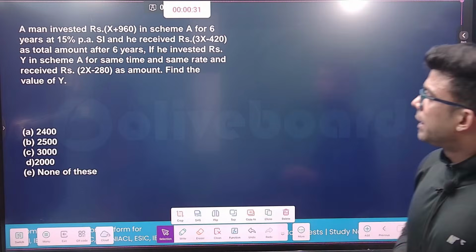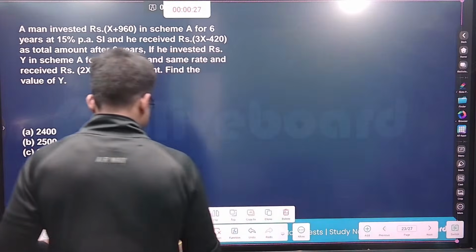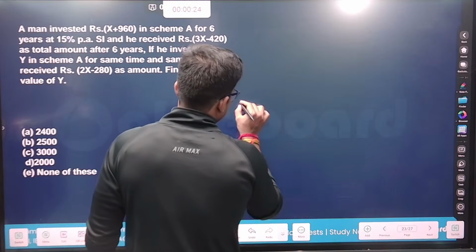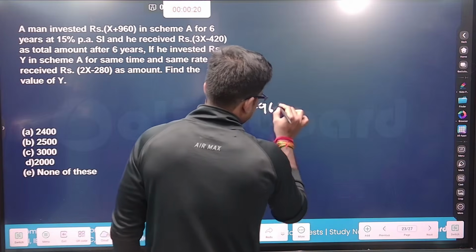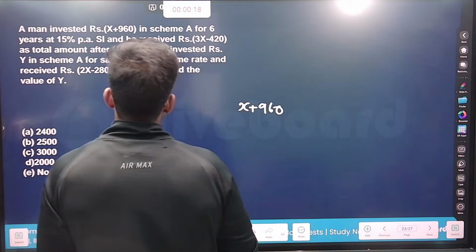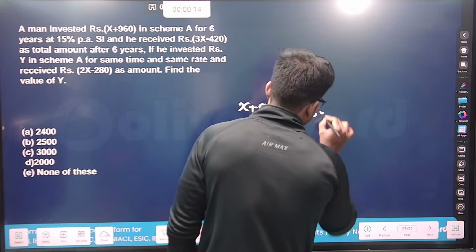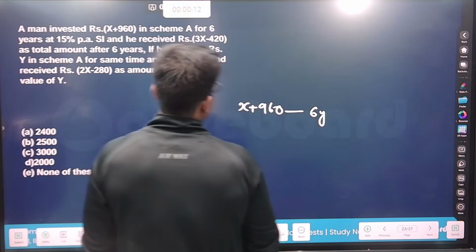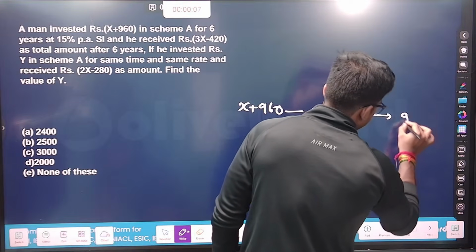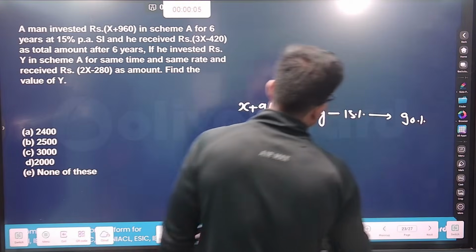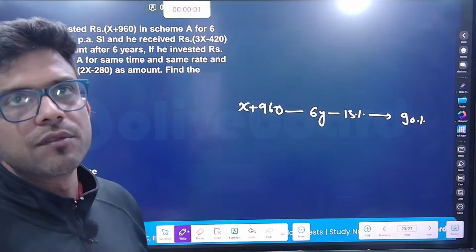Fine. A man invested rupees x plus 960. So x plus 960 was invested in scheme A for 6 years, at 15%. The interest would be 90%. Correct? No? Till now, it is fine. 90% would be the interest.